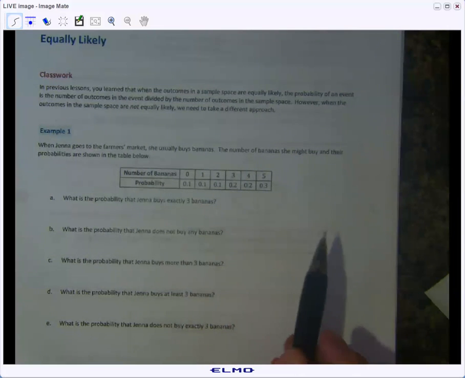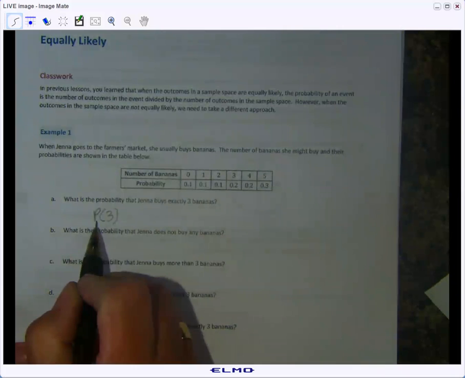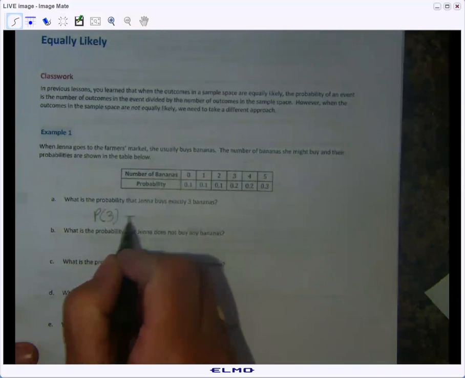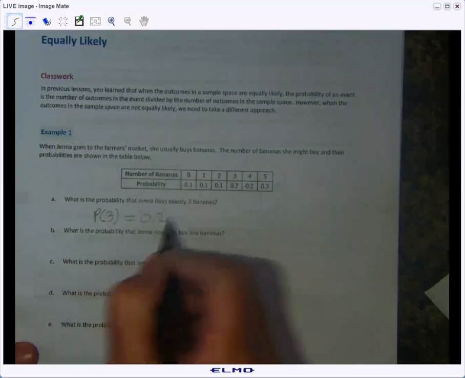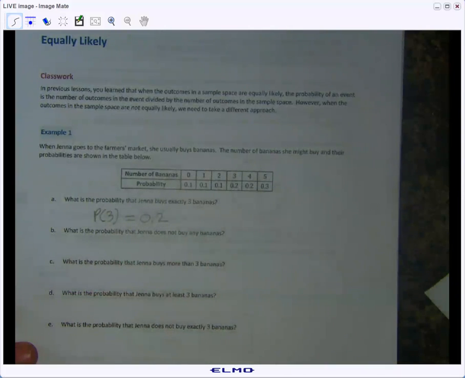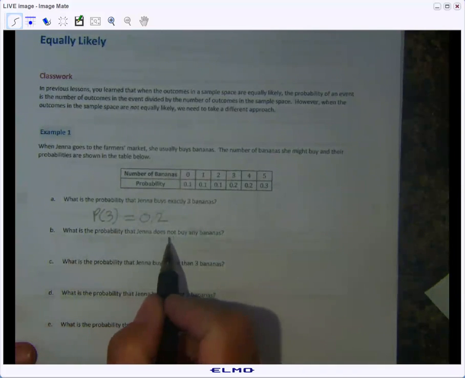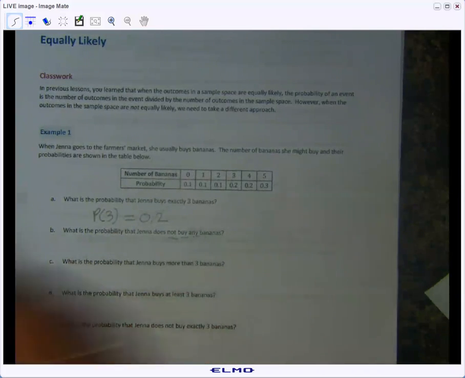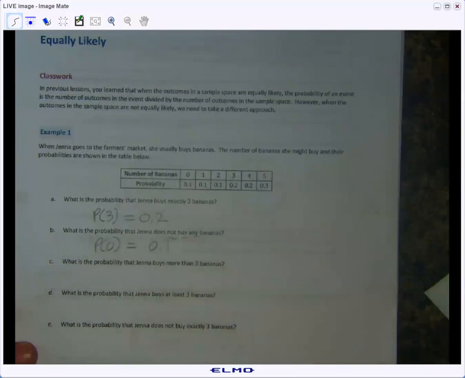Okay, so now let's answer some questions and see how we do this. What's the probability that Jenna buys exactly 3 bananas? I want you to write it like this: probability of 3 is, because you want to write a complete mathematical statement, and this is just straight from the table, the probability of 3 is 2/10. Done. What's the probability that Jenna does not buy any bananas? Well, that's the probability of 0, and that would be 1/10.